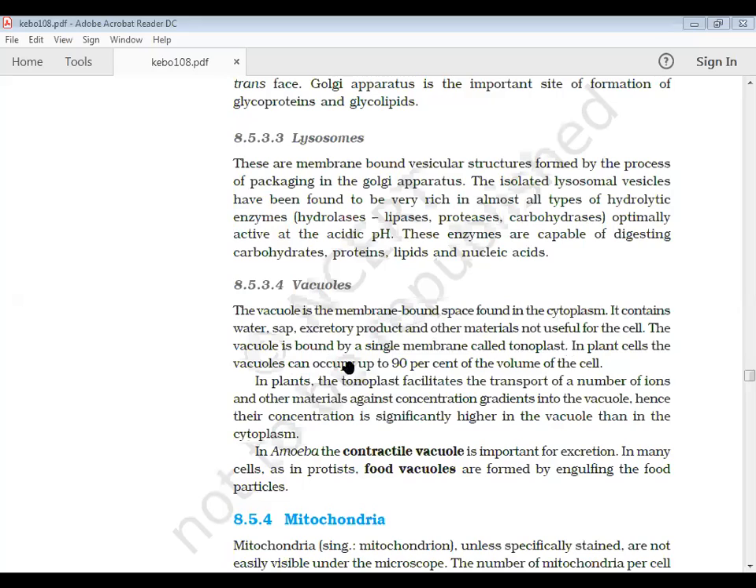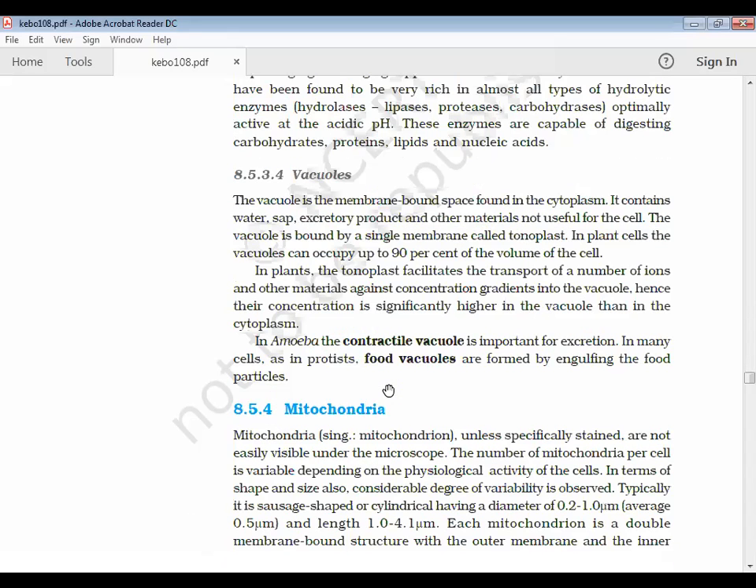The vacuole is bound by a single membrane called the tonoplast. In plant cells, the vacuoles can occupy up to 90% of the volume of the cell.